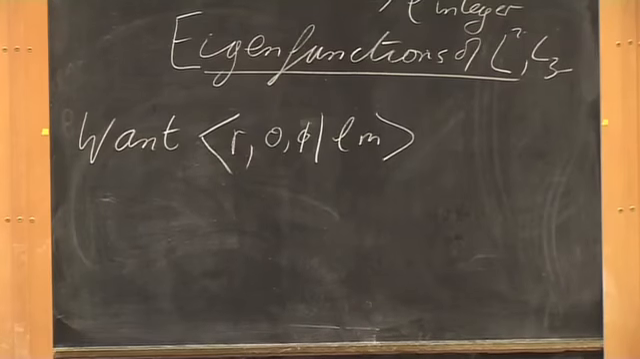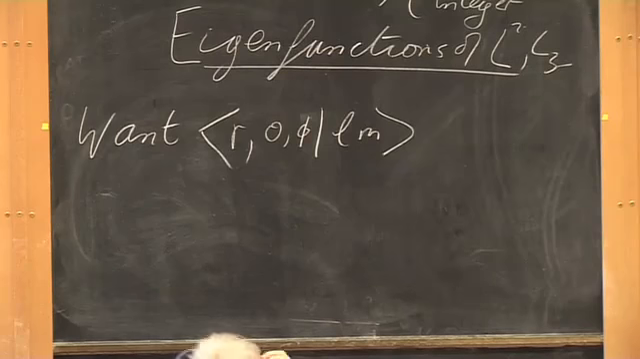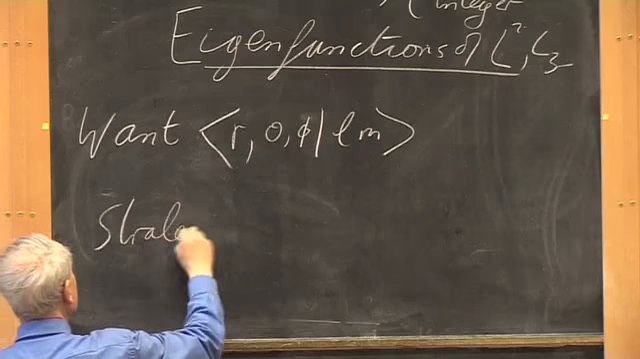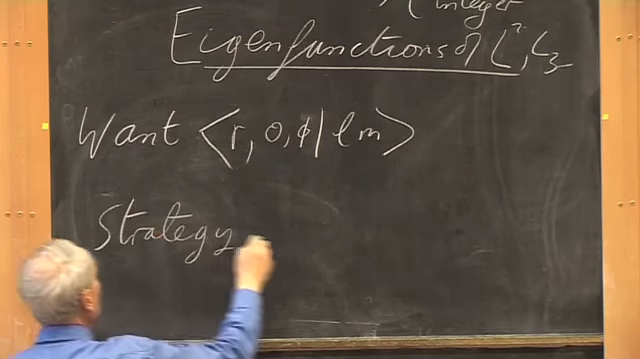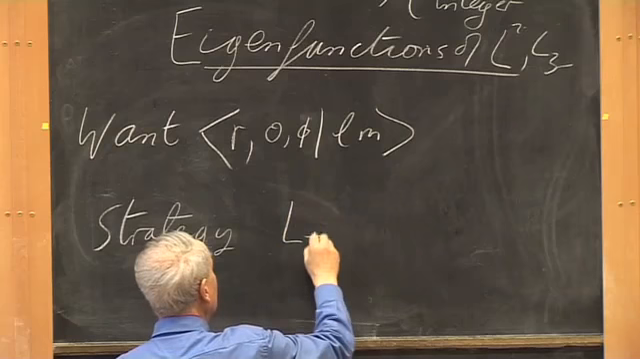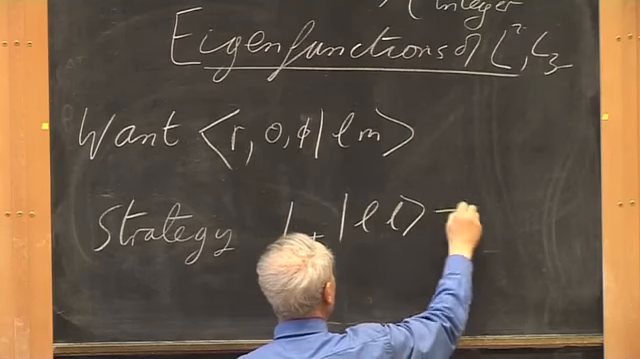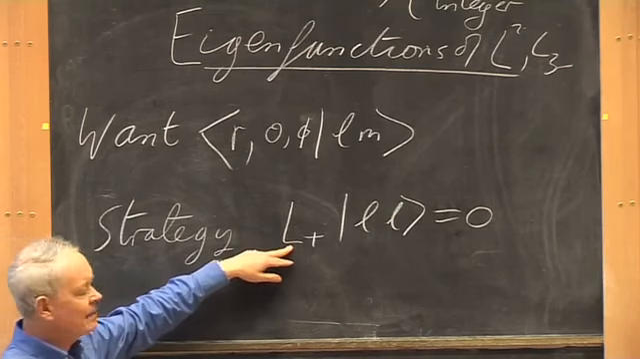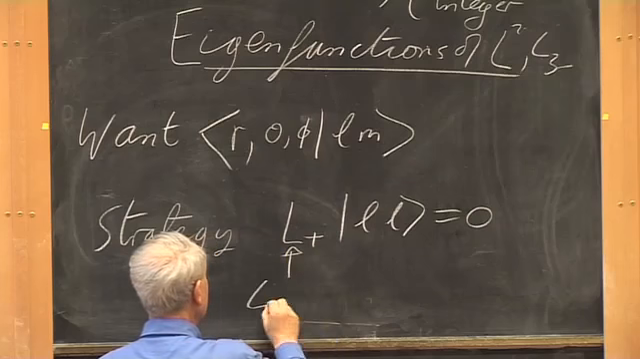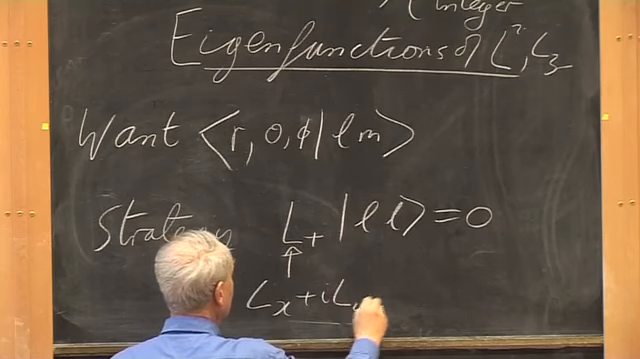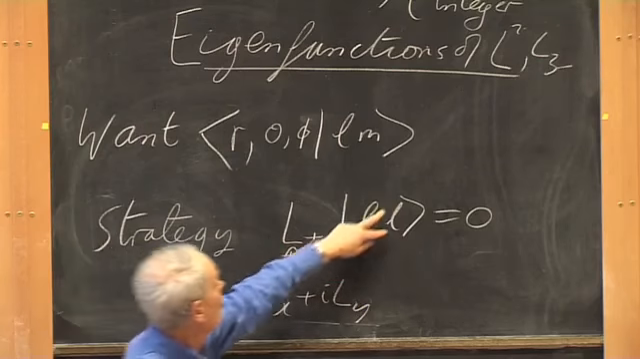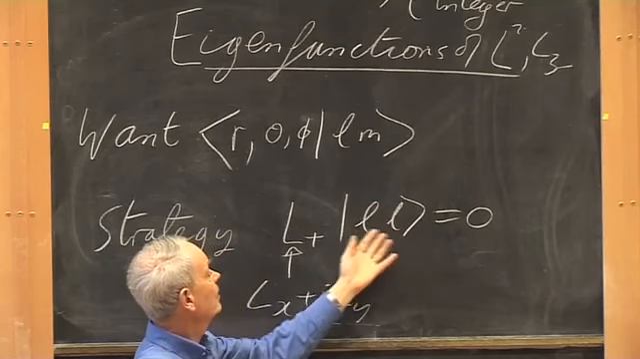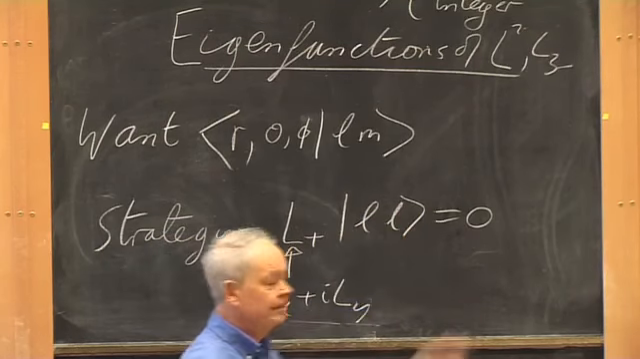And our strategy is this. The detail is rather tedious, but the strategy is that we are going to apply L plus to the state L, L and get nothing. L plus is Lx plus i Ly. This is the operator which will try to raise the M entry by one, but that's not possible because it's already at its largest value, so it will kill the state.